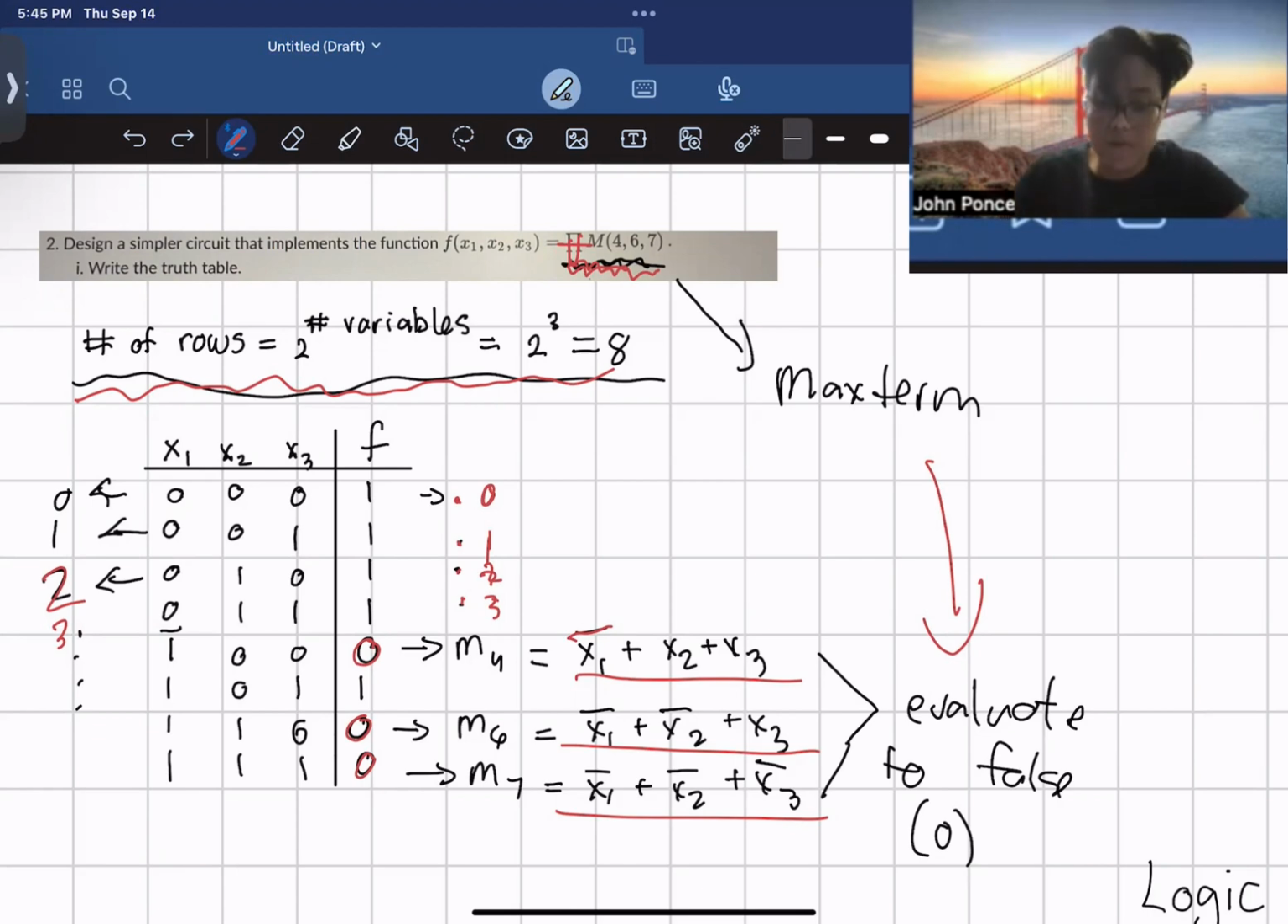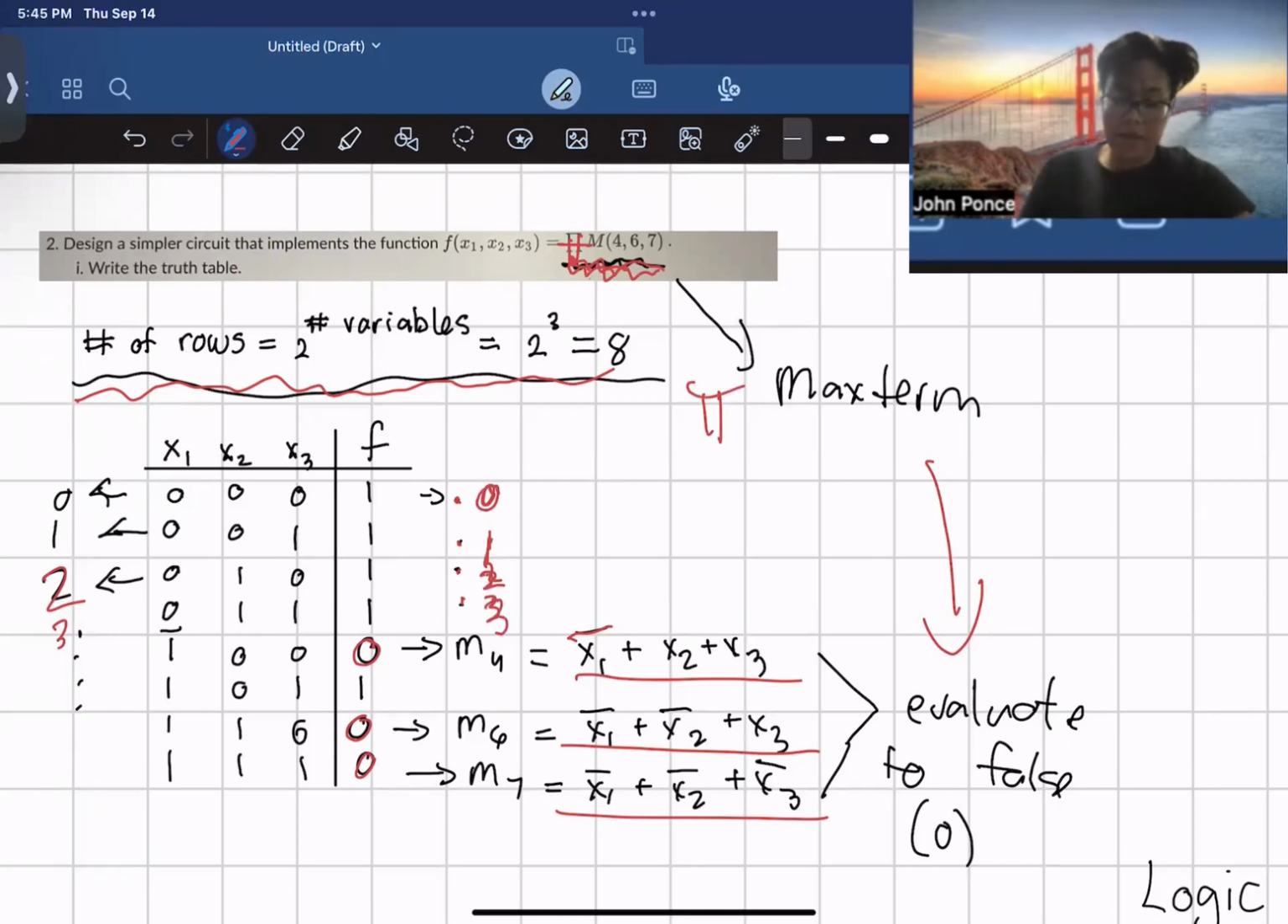Now since we're working with max terms, represented by the sign like this, we want the function to evaluate to false, to 0. Since the numbers are 4, 6, and 7, starting from 0, 1, 2, 3, 4, when we reach M4, we would evaluate the function to 0. M5 would be 1, M6 would be 0, and M7 would be 0.